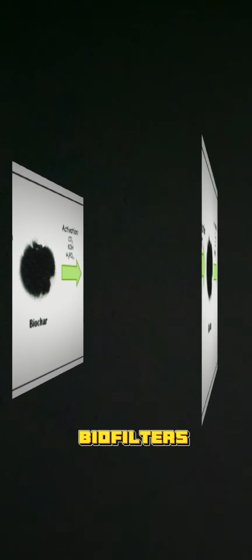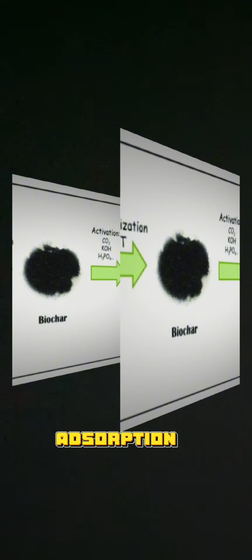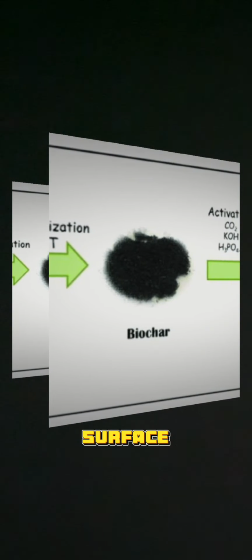Biochars or activated carbon can be used in a lot of applications like water treatment, in biofilters or filters. Also, it can be used in adsorption and making membranes, since they are porous in nature and have a high surface area and abundant surface functional groups.